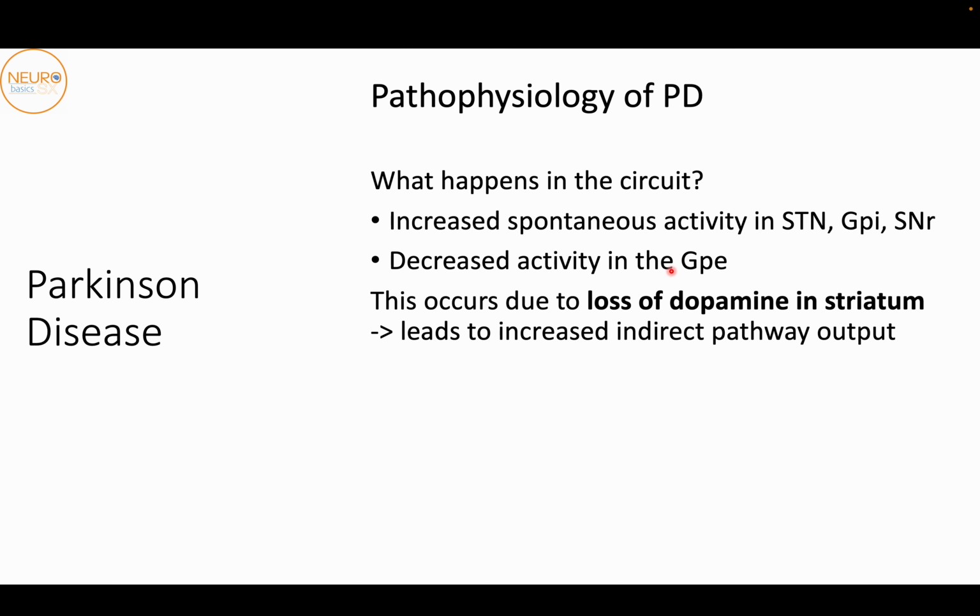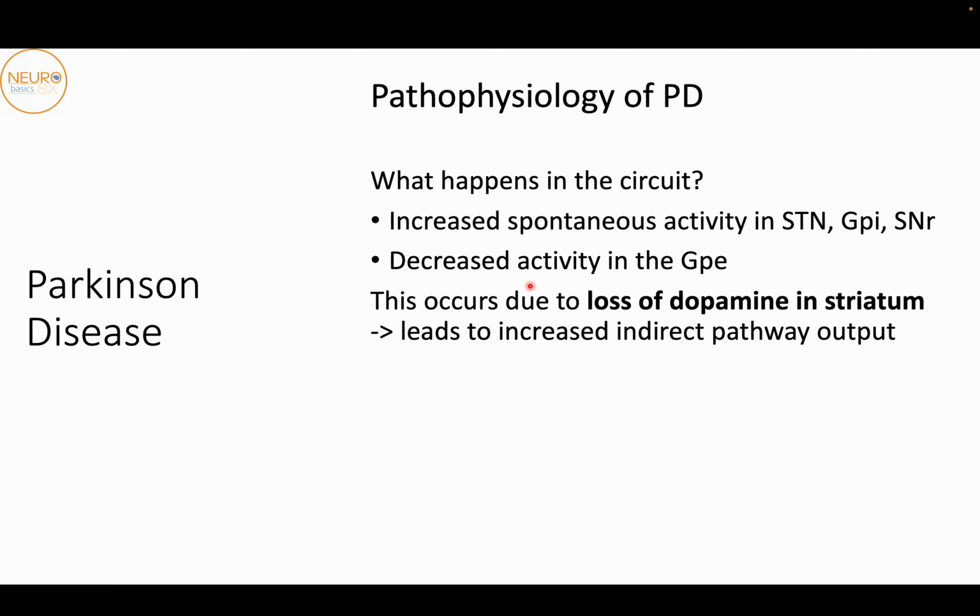Now, what is actually happening in PD? As we know, the main problem lies within the motor circuit, as we have already discussed. It has been found in PD that there is increased spontaneous activity in the output nuclei, like the STN, the GPi, and the SNr. And as we know, two of these nuclei are frequently targeted in DBS, STN and GPi.